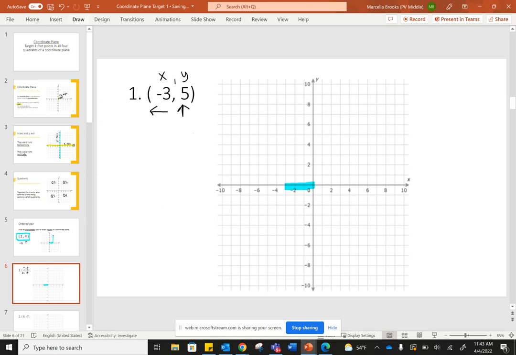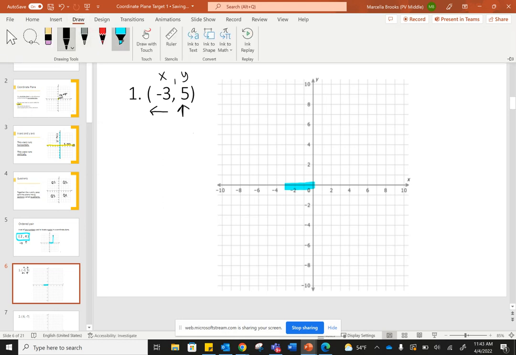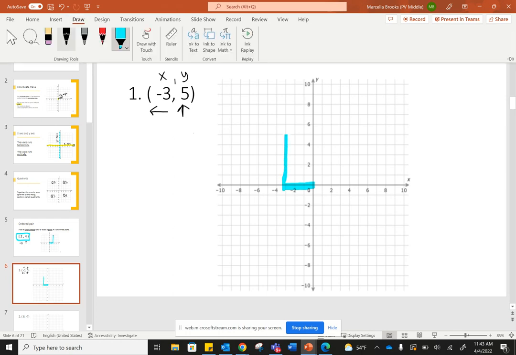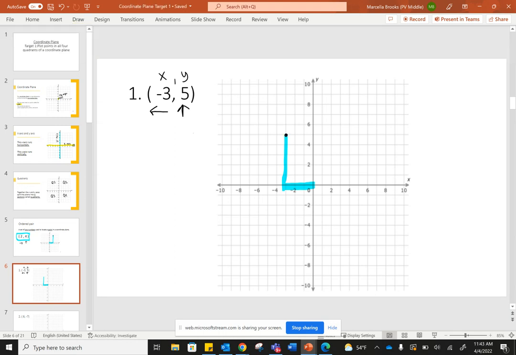Okay? So I like to draw my arrows so I know which way I'm going. So I'm going to go up 5 from the 3 here. So 1, 2, 3, 4, 5. And then right where that line ends, I'm going to plot my point. The highlighting I'm doing, that's just to help you see the path, okay? What it should look like is this, okay? The highlighting is not part of the target. That's just to help you see how to graph, okay?